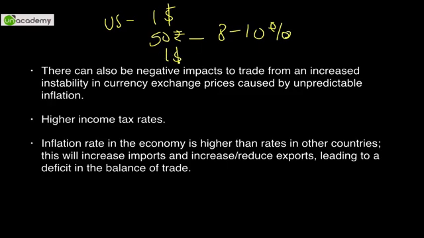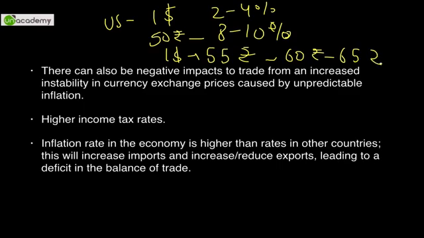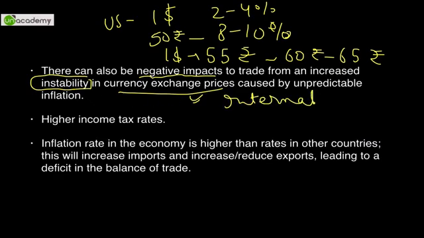So now $1 will become 55 rupees. After some time, it will go up by 2 to 4% only. And then it becomes 60 rupees, then it will go to 65 rupees or something like that. It will go on and on because your value is eroding its own worth. Now, because of these negative impacts, the currency exchange prices will become unstable and there will be a lot of problems in international trade. Lots and lots of problems because of unpredictable inflation.